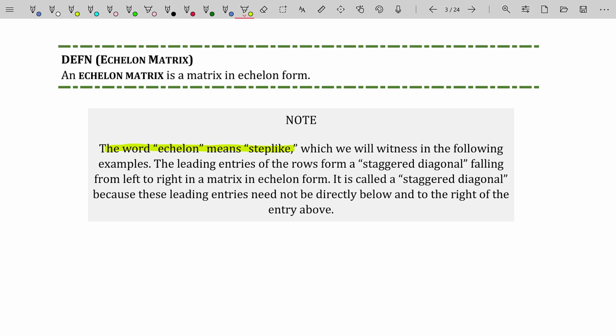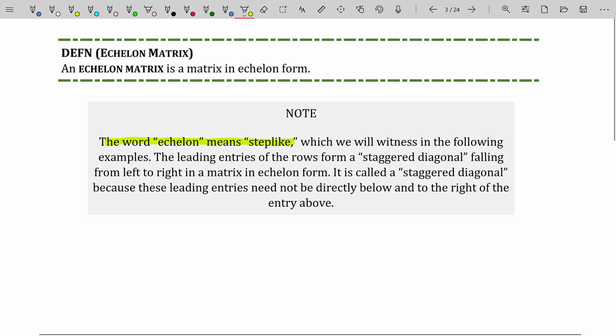Anyhow, that word echelon means step-like, which we will witness in the following examples, and we've already witnessed in the examples that I've given. The leading entries of the rows form a staggered diagonal, falling from left to right in a matrix in echelon form. I call it a staggered diagonal. You probably won't find it elsewhere, but I call it that because these leading entries need not be directly below and to the right of the entry above.